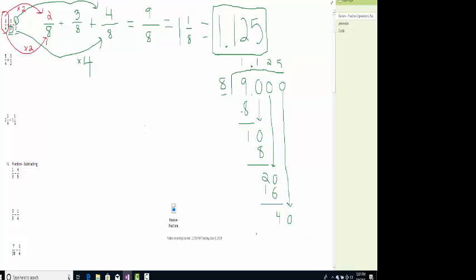And 8 times 5 is 40. So now we have 0 as our remainder. So we can stop once we get 0 as our remainder. And this is our decimal equivalent.